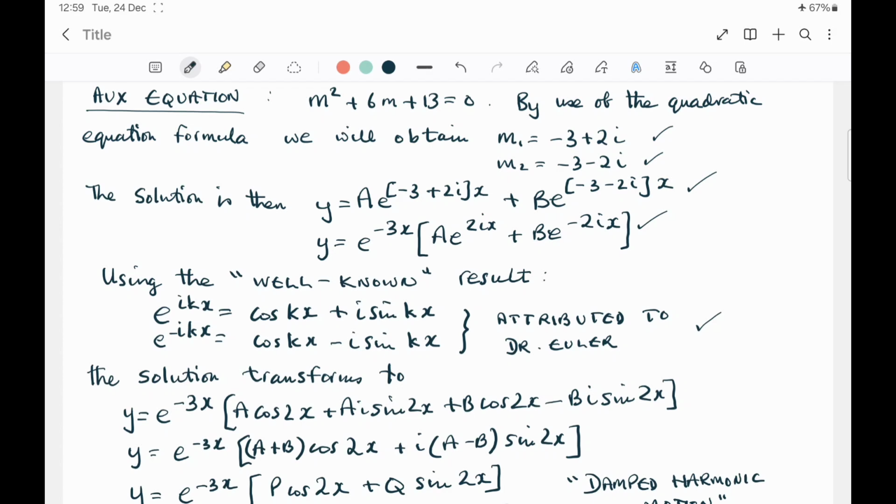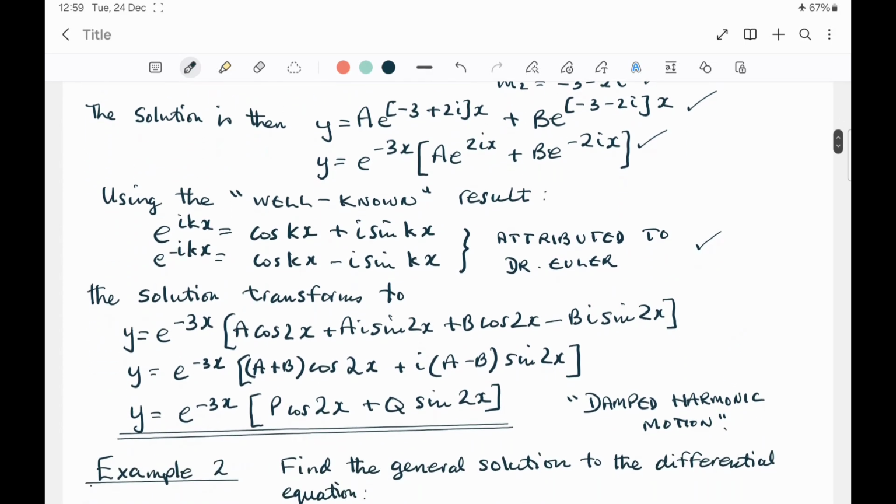Now, this solution transforms, using the formula above, to y equals e to the minus 3x bracket a cos 2x plus ai sin 2x plus b cos 2x minus bi sin 2x. Next line: y equals e to the minus 3x bracket. I've collected the cos terms together and the sin terms together to give us (a plus b) cos 2x plus i times (a minus b) sin 2x. So we're down to here.